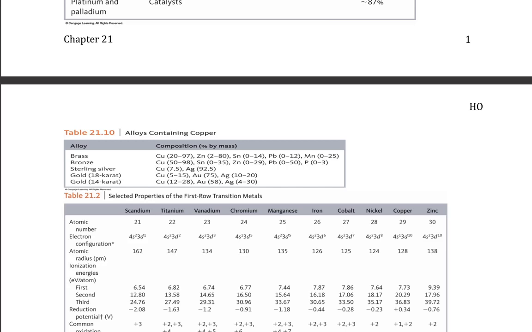Sterling silver is primarily silver with a little copper. Gold, 18 karat, 14 karat. So you've heard of course, 24 karat gold, that's pure gold, 100% gold. In 18 karat, it's 75% gold. And in 14 karat, it's 58% gold. So that karat number has to do with the percent gold in the compound.